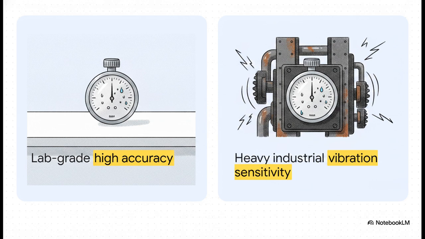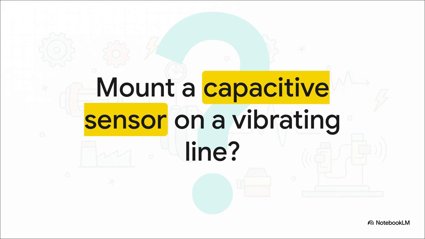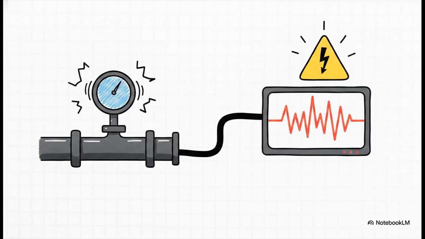heavy machinery. Let's actually test this with a little interactive challenge based on real-world plant realities. Imagine a massive reciprocating compressor skid. It's heavy, it's loud, and it is vibrating intensely. Now, you need to measure the discharge pressure with high precision. Knowing what we just talked about, would you take a high-accuracy capacitive transmitter and bolt it directly to that vibrating discharge line with zero isolation? Take a second and think about the physics we just went over. The answer is a huge, resounding no.